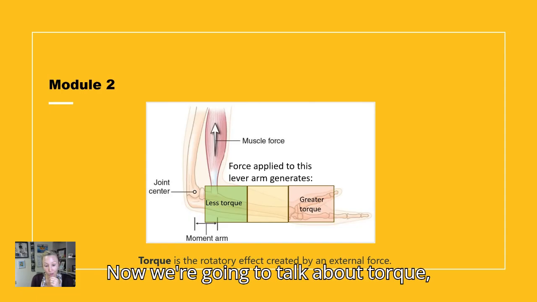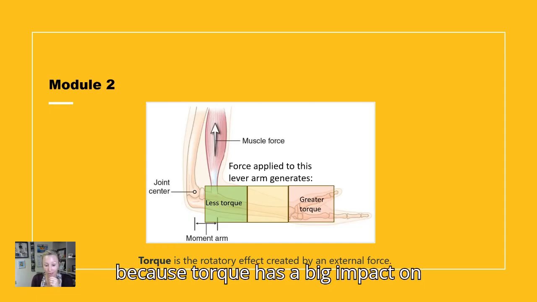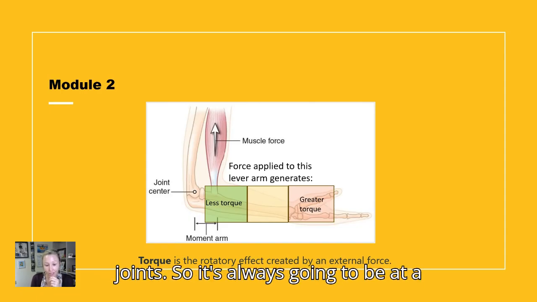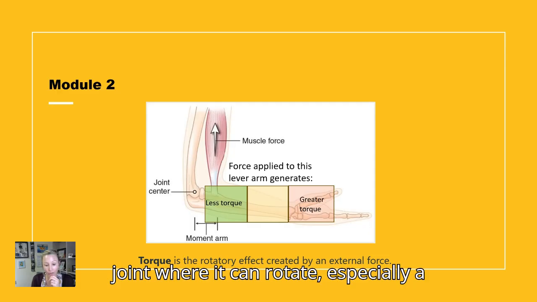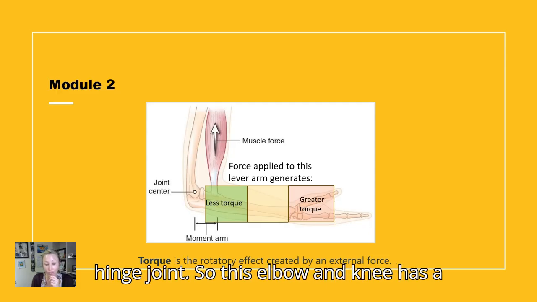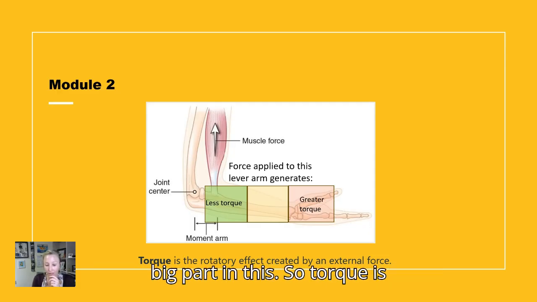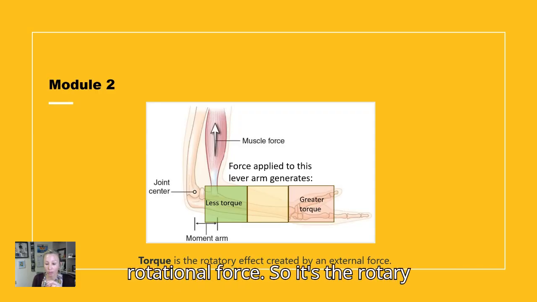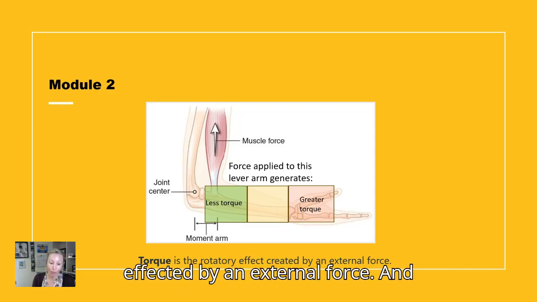Now we're going to talk about torque because torque has a big impact on joints. So it's always going to be at a joint where it can rotate, especially a hinge joint. So this is elbow and knee has a big part in this. So torque is rotational force. So it's the rotary effect by an external force.